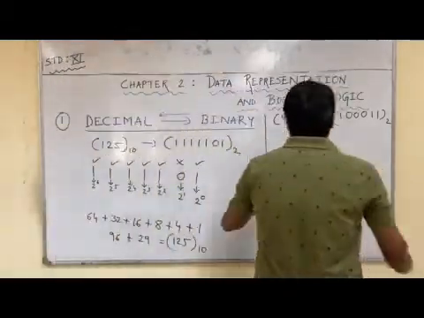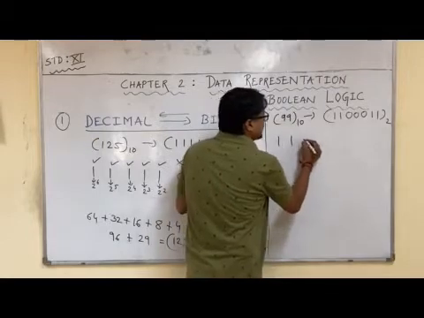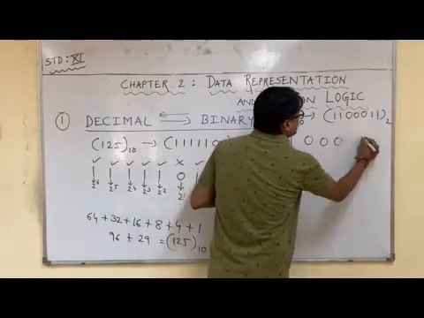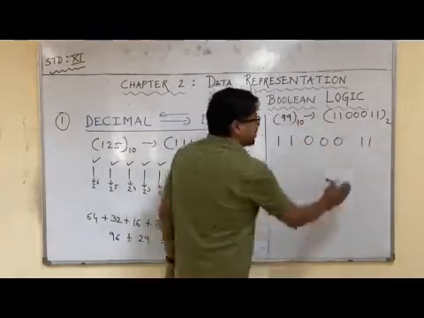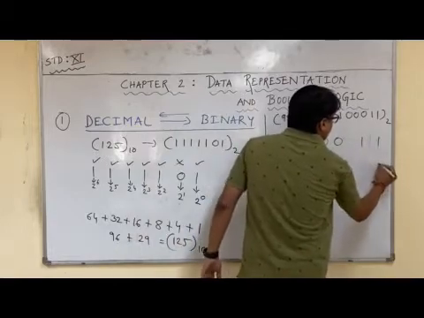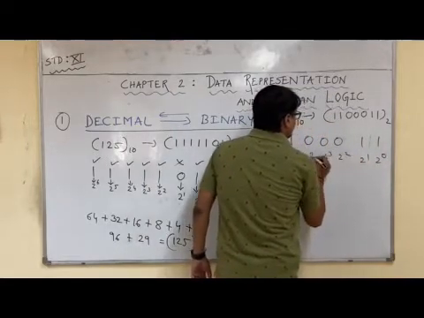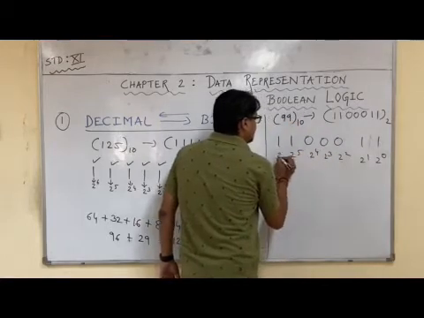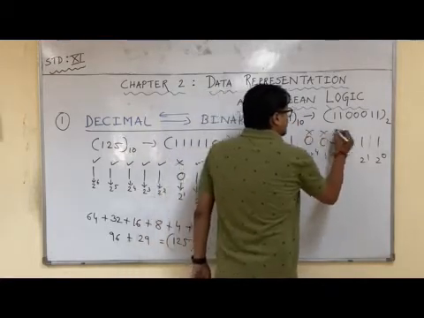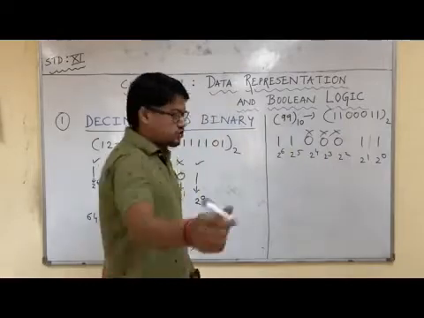Again, let us do the same. 1 1 0 0 0 1 1. Correct. Same method we will follow. 2 to the power 0, 2 to the power 1, 2 square, 2 cube, 2 to the power 4, 2 to the power 5 and 2 to the power 6. Off bits we will not consider. Let us do it quickly this time.